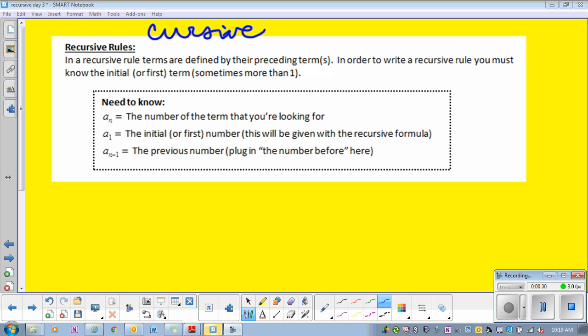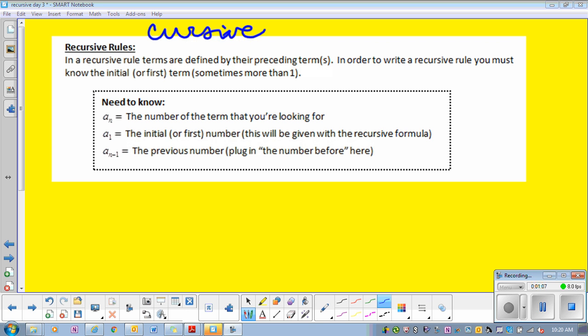There. So I wrote cursive, yeah? Because this is recursive. And I think of cursive, like when you write cursive. The special thing about cursive is that you see how the letter before connects to the next one and connects to the next one and connects to the next one, right? You need that letter before in order to get that next one connected, right? That's what you're doing with recursive rules, all right? It's like number cursive. So here are some things that you need to know.